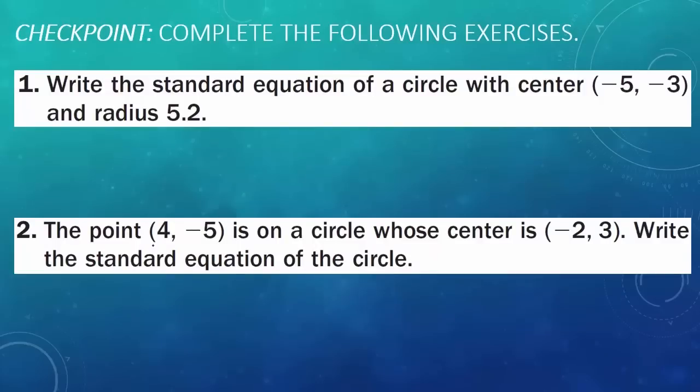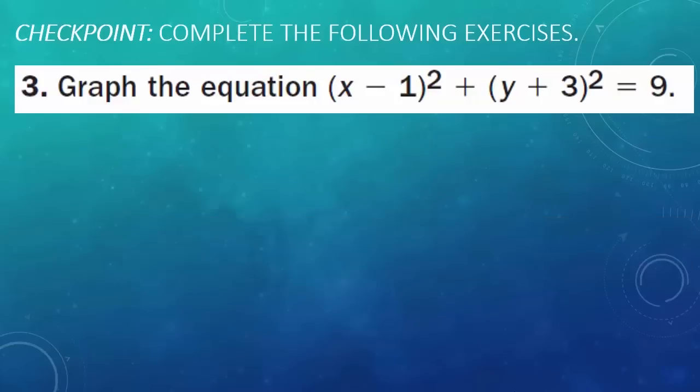Alright, checkpoint problems 1, 2, and 3 are yours to complete. In problem number 1, write the standard equation of a circle with center at -5 and -3 and a radius of 5.2. Problem number 2, the point 4 and -5 is on a circle whose center is at -2 and 3. Write the standard equation of the circle. Problem number 3, graph the equation: the quantity x minus 1 squared plus the quantity y plus 3 squared is equal to 9.